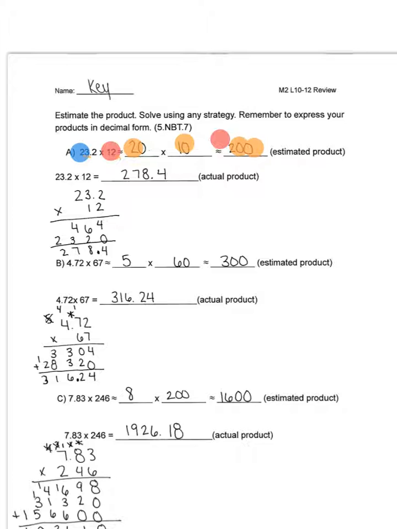And then we're just going to use standard algorithm to solve. So they wanted the estimated product and then the actual product. So I'm going to set up my first number here, and then my second number on the bottom. 12 times 2 is 24. 2 times 3 is 6. 2 times 2 is 4. Make sure you're going through all the steps. Take your time. A lot of you are going really quickly and you're making easy mistakes. So just take your time, count it.